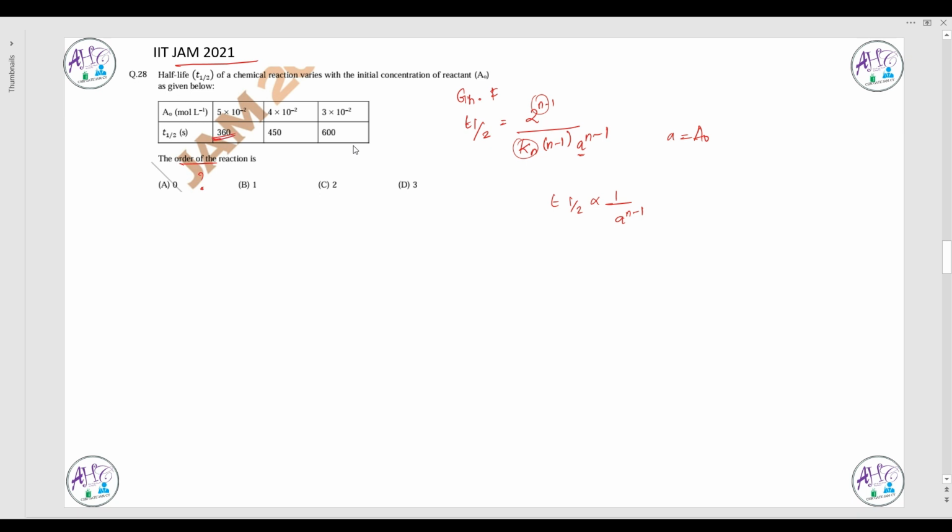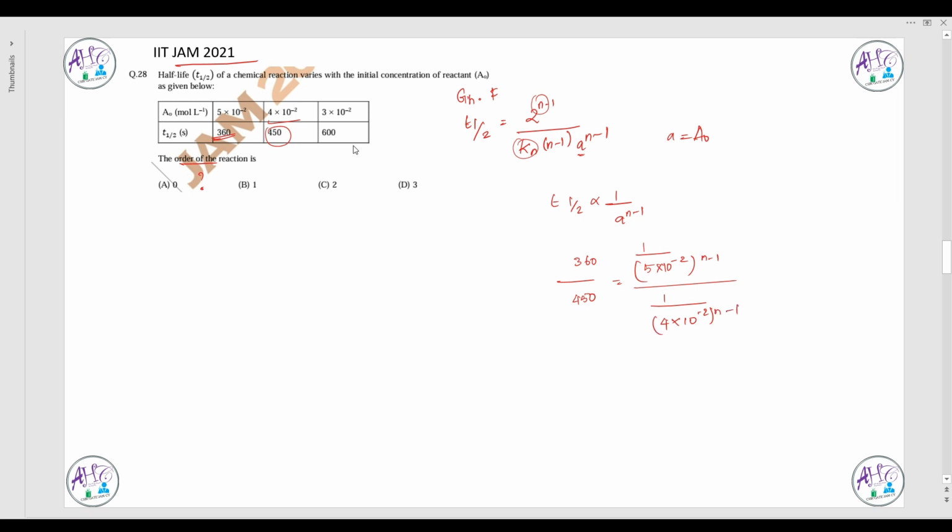Let's say we'll take the first one. This is going to be 360. Okay, in the case of your 360, the concentration of A is 5 into 10 power minus 2, whole power n minus 1, divided by your next T half, which is 450. This is 450 and here we have the concentration 4 into 10 power minus 2, whole power n minus 1.